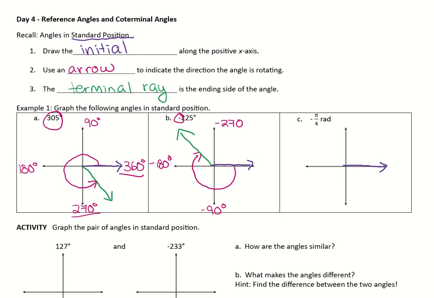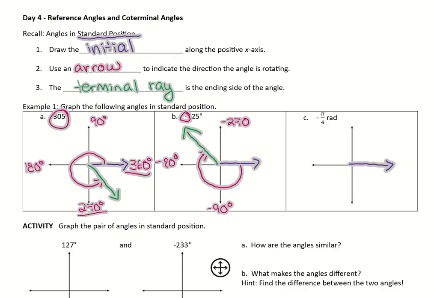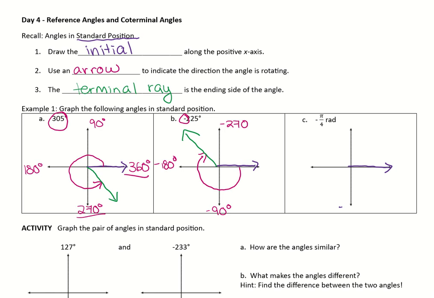And then for our last one, this one's in radians. That's okay. If we go backward, we know that this is negative pi over 2, negative pi, negative 3 pi over 2, and negative 2 pi. So if we're going negative pi over 4, we know that's got to land somewhere in here. You might also remember from your unit circle that positive pi over 4 is the same as 45 degrees. So this is negative 45 degrees, just in radians. So here are angles in standard position.